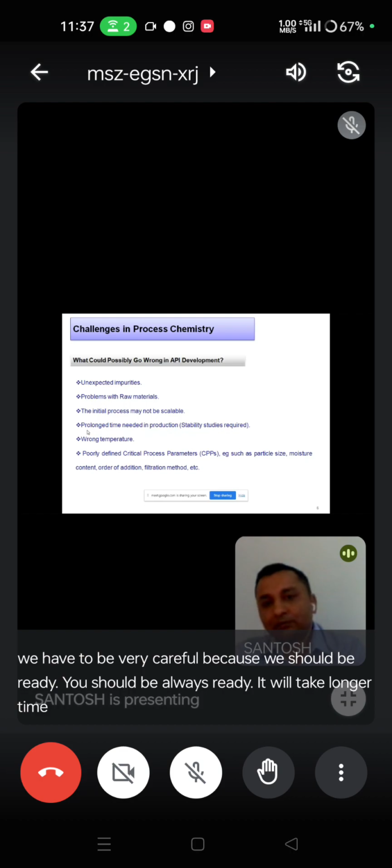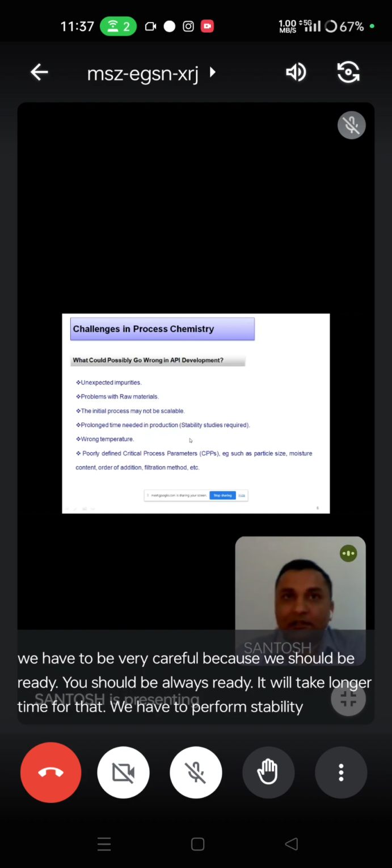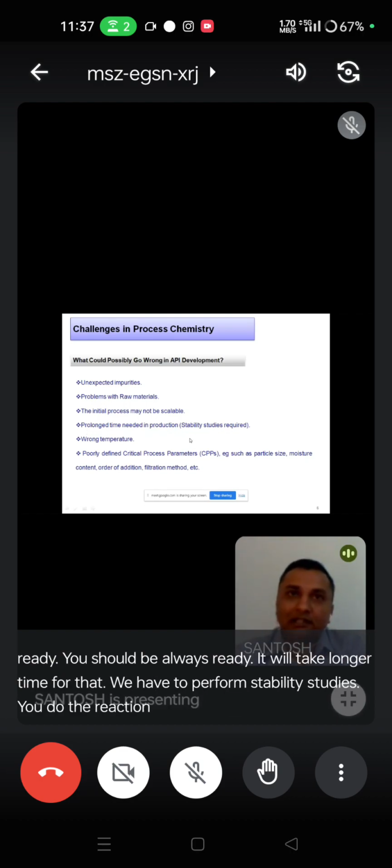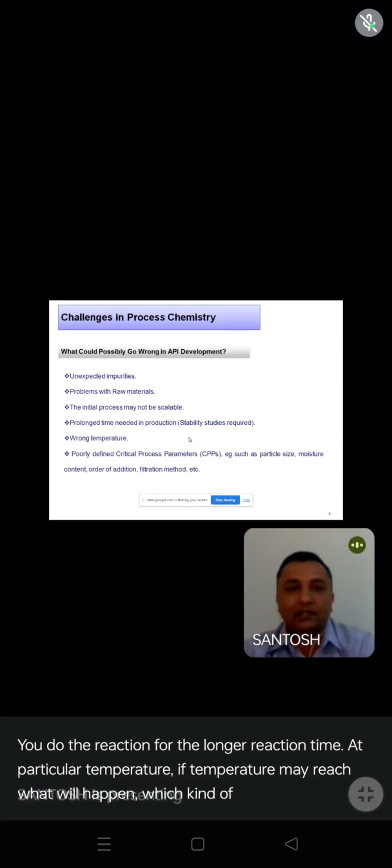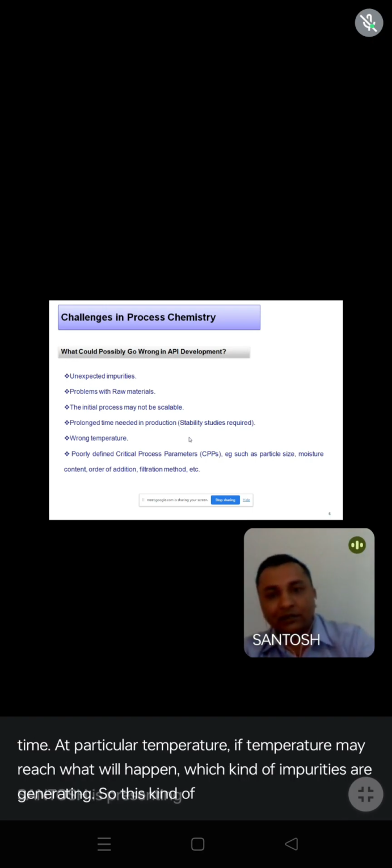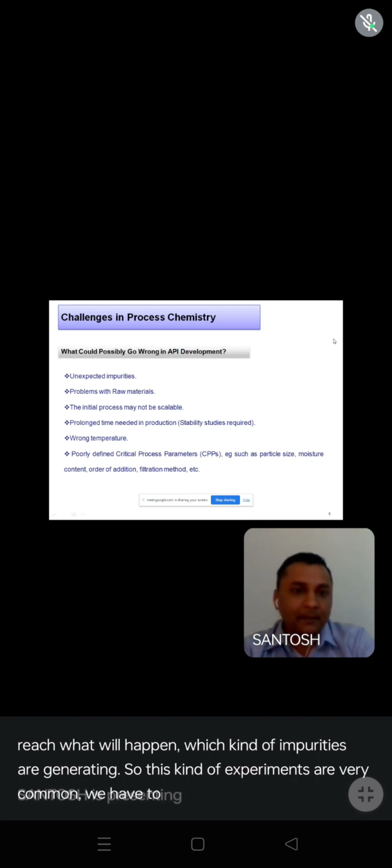For that, we have to perform stability studies. You do the reaction for a longer reaction time at this particular temperature. If the temperature rises, what will happen? Which kinds of impurities are generated? These kinds of experiments are very common. We have to perform them.